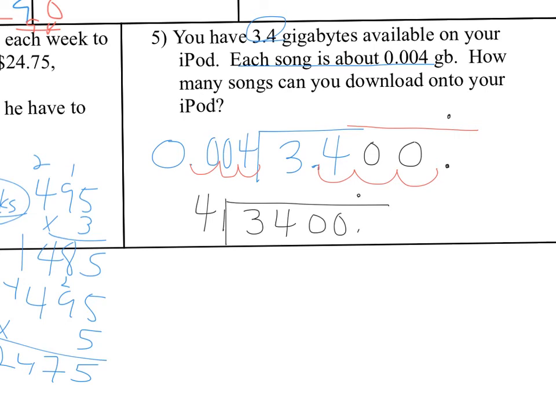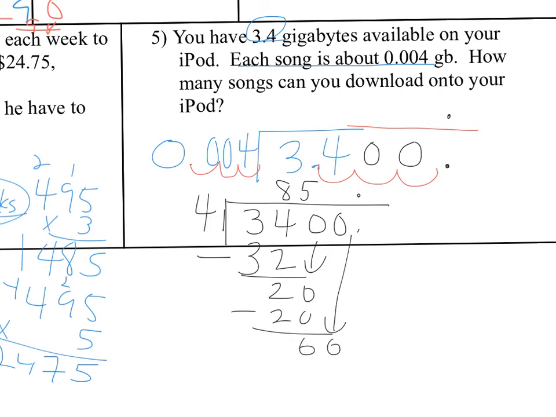So how many times does 4 go into 34? Well, that goes in 8 times. 8 times 4 is 32. 2 is left over. 4 into 20 is going to be 5. 5 times 4 is 20. And then bring down the extra 0. And so that's 0. So I can fit 850 songs. That's a lot of songs on my iPod.